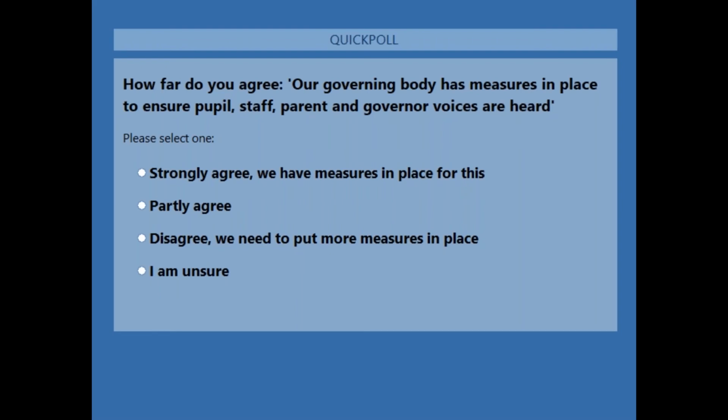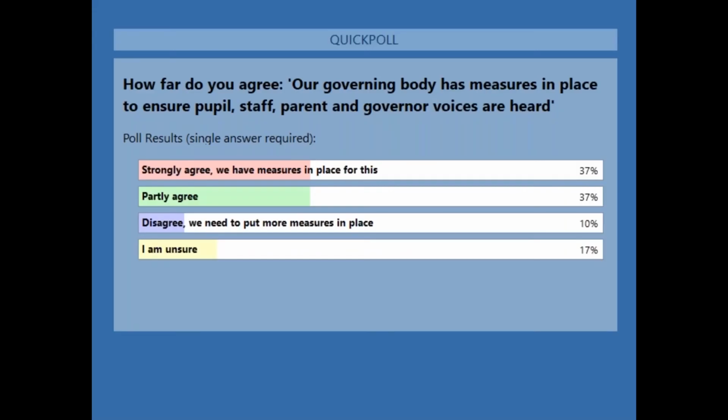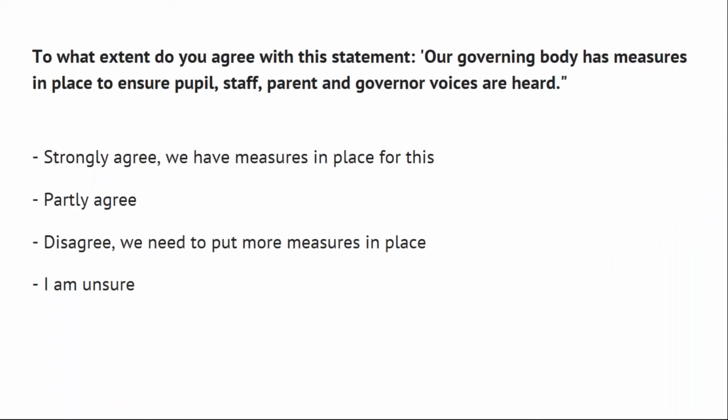Okay, that's great. So I'll share those results with you, and as you can see, the majority are in strongly agree or partly agree, and so that's excellent. There are some governors who disagree and who are unsure, and I guess for those who partly agree, what other measures could you put in place? For example, if you're quite strong in terms of hearing staff voices, how could you improve in terms of hearing pupil voices or governor voices, for example? Great.